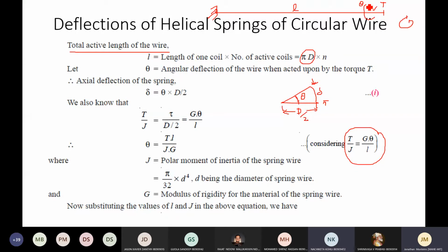Yes, sir, but I don't understand how that theta is the angular deflection. It should give the twist of the wire. Yeah, that is correct. Delta is the axial deflection of the spring. It should be phi, I guess. No, we are using theta itself. There are other considerations. If you consider a wire coil, something like this, a spring like this.